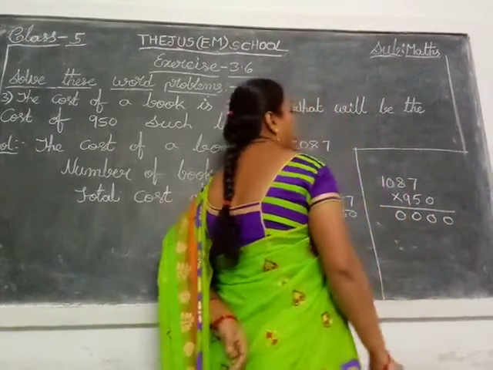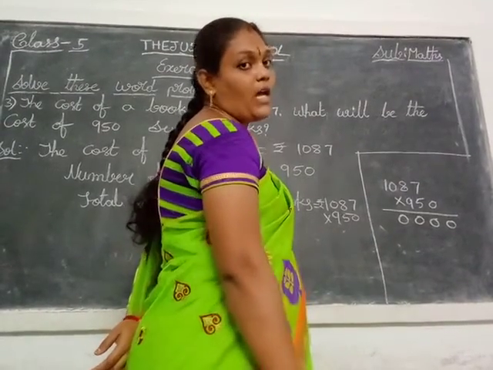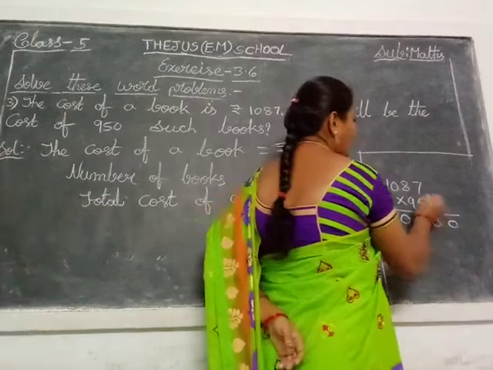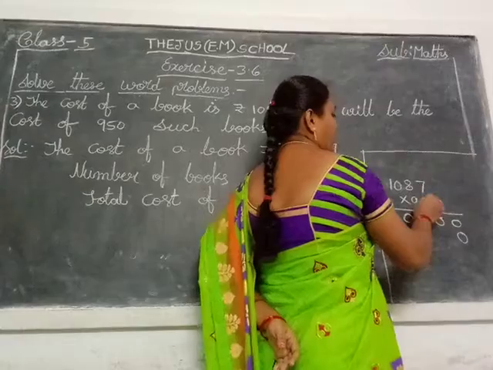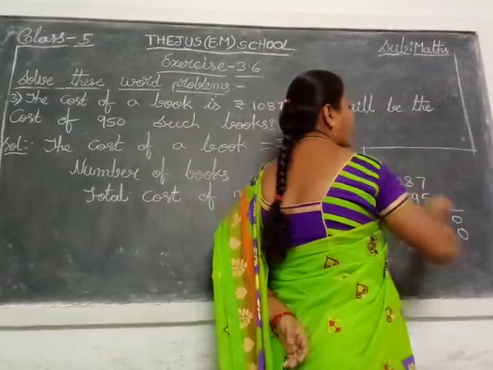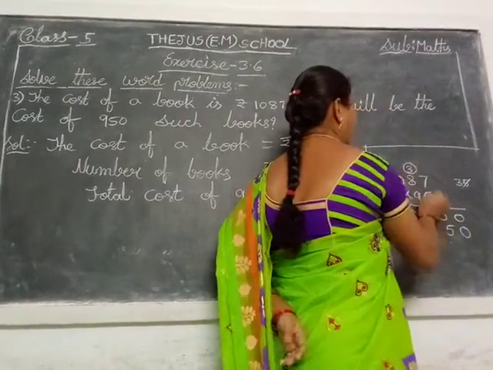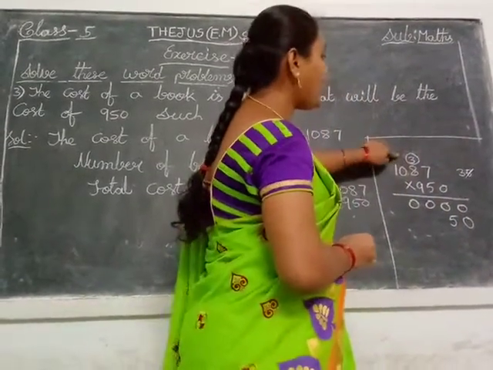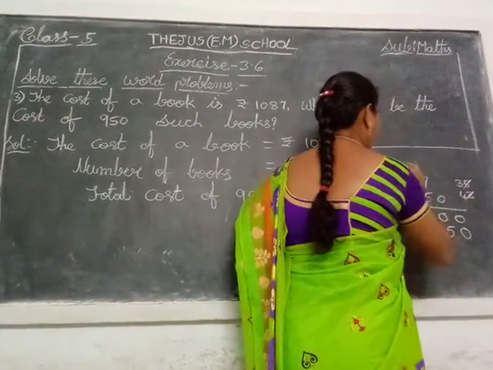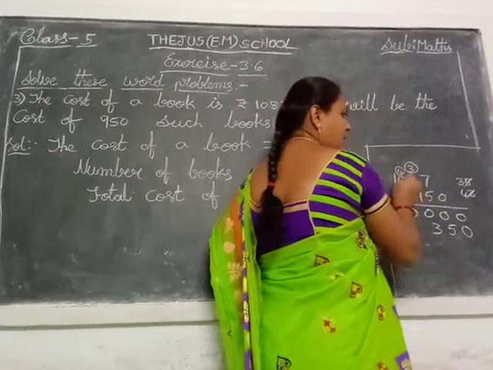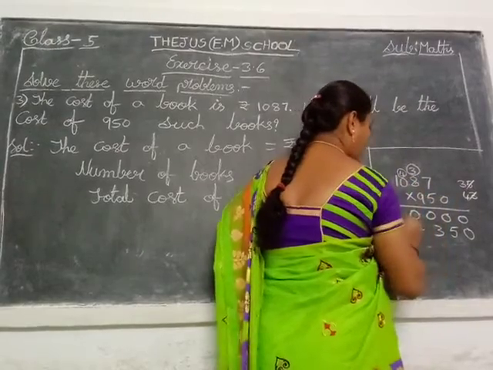By the multiplication property, children, any number multiplied with 0, the answer is also 0. So ones place multiplication is completed. So you put the ones place as 0. Now tens place will start. 5 sevens are 35. So 5 right here, 3 next number upside. 5 eights are 40. 40 plus 3, 43. 3 and 4 here. 5 zeros, 0 plus 4, 4. Now 5 ones are 5.